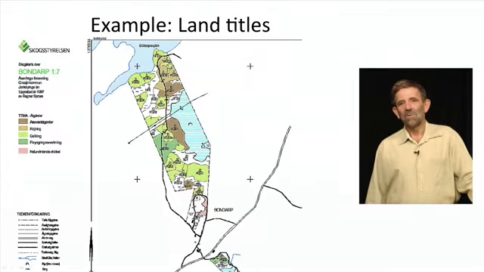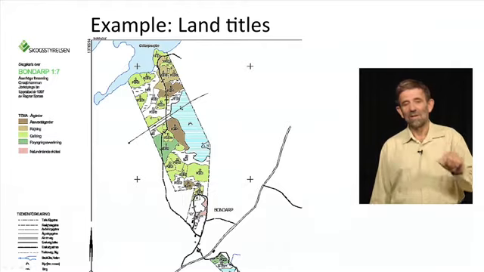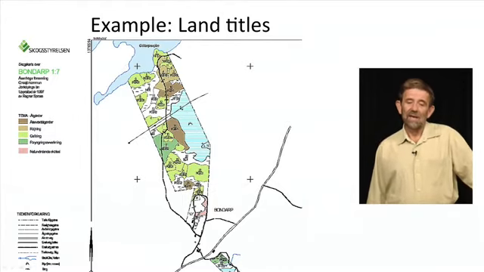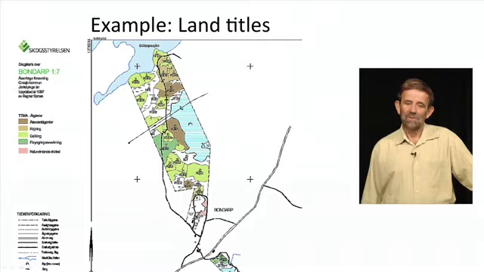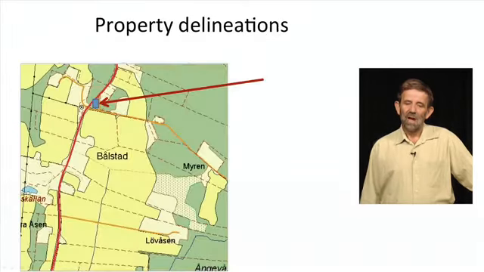We can start with land, and this is a piece of land in Sweden. Each little parcel, they're not necessarily square, is a different piece of property with a different sort of registration number and belongs to someone, and there are maps in Sweden. Every single piece of land is accounted for.